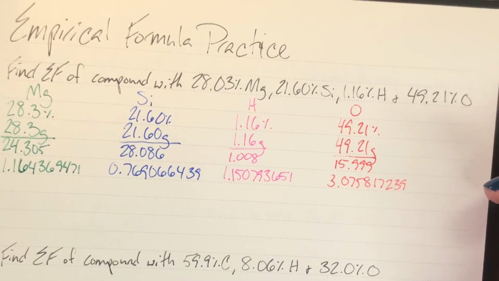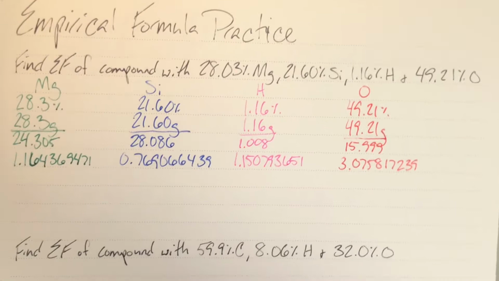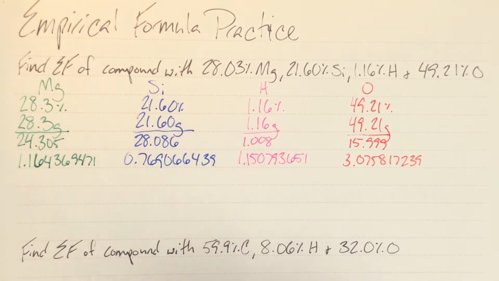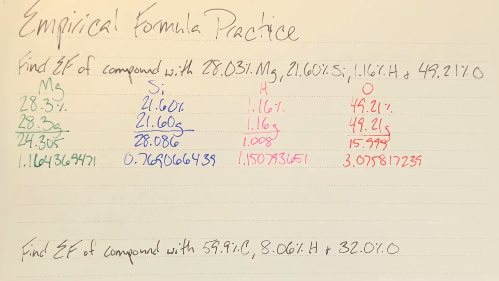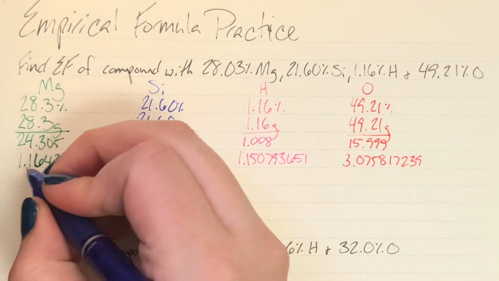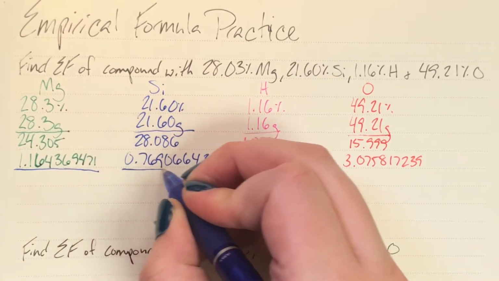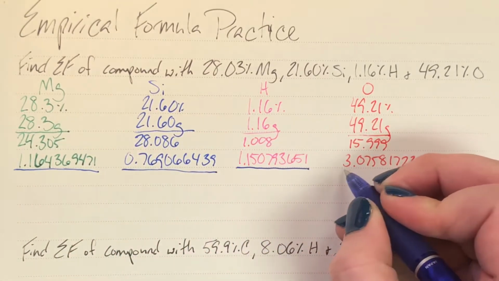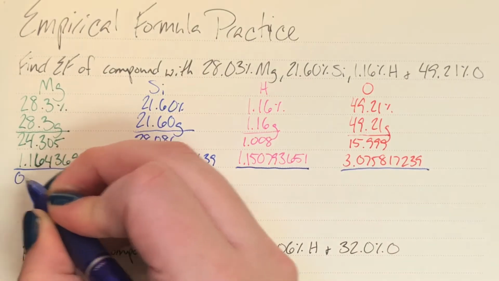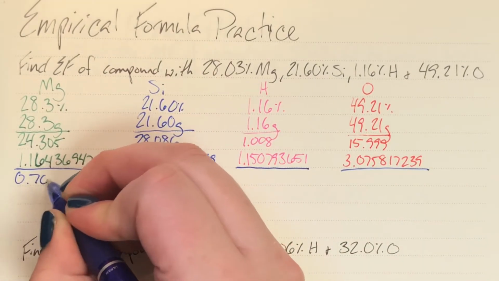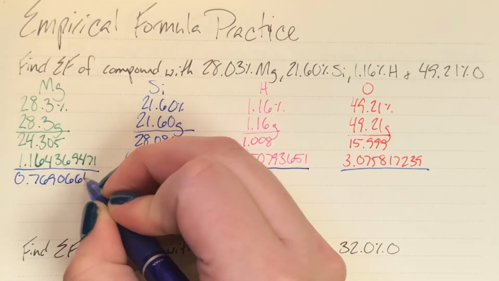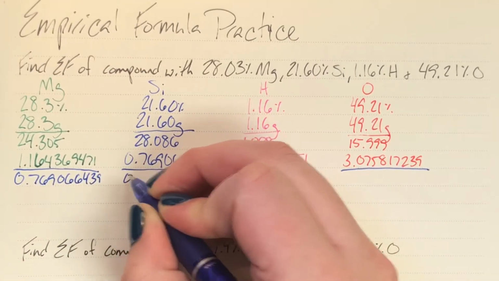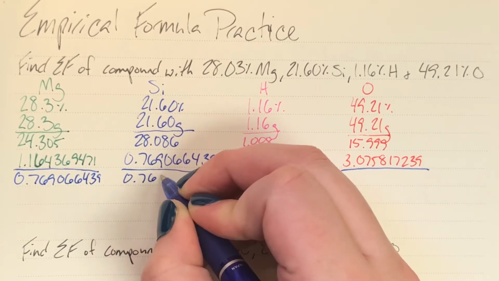Okay, so we have done percent to mass. We have done mass to mole. Now we are going to find the smallest value that was created from here, which is going to be that of silicon. And I'm going to divide everything by small, which will be my blue number. So everything gets 0.769066439 as my divisor, as my denominator, I should say.